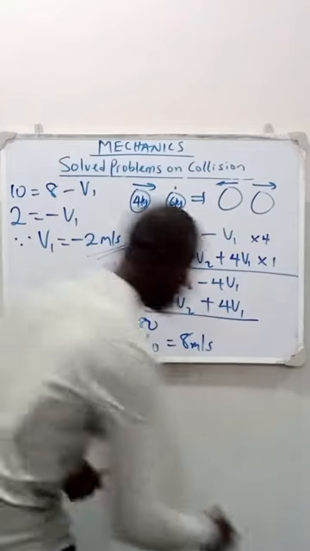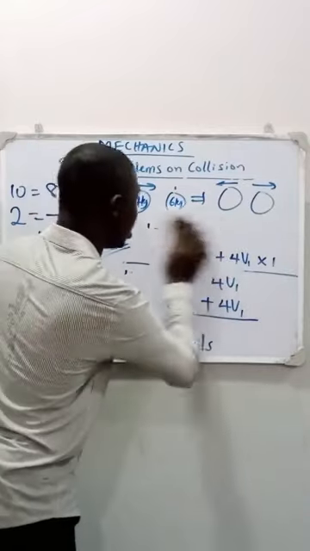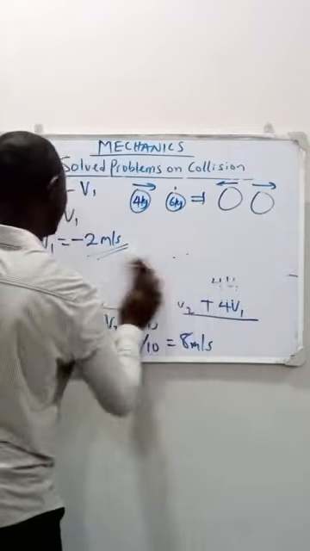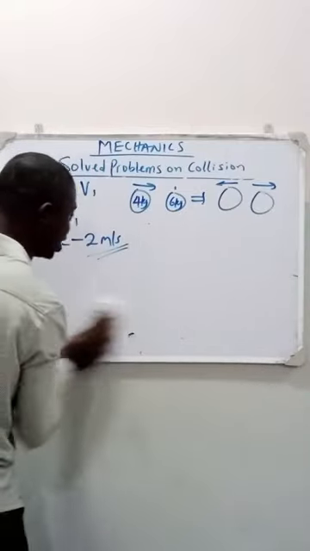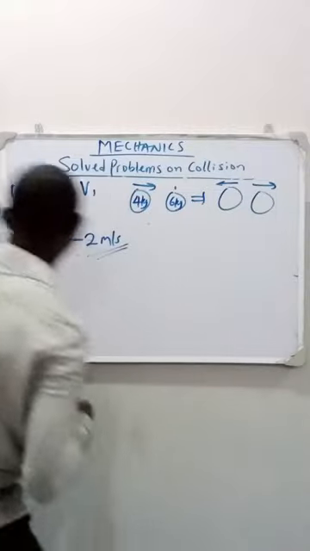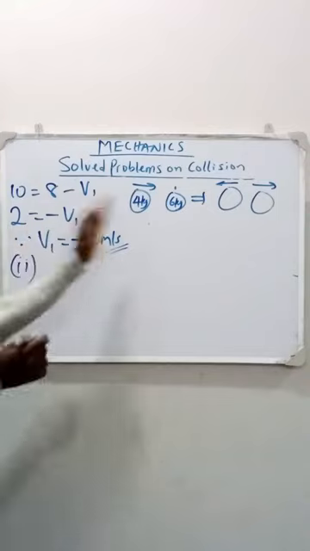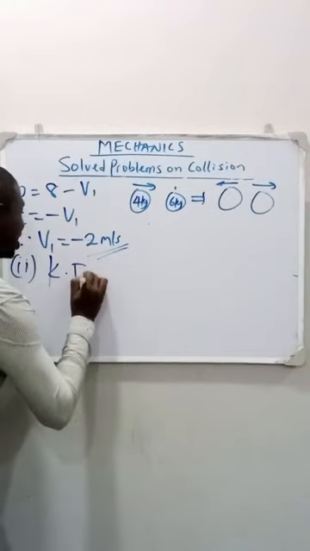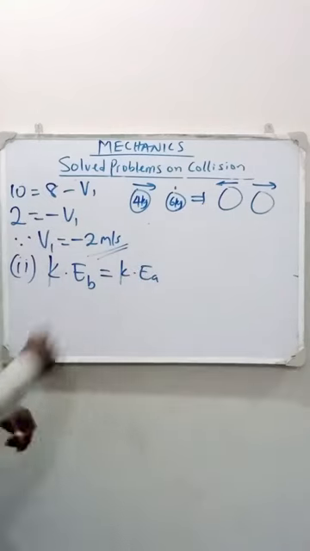What are we trying to say? So let's look at this. I've gotten my final speed, so it means the loss in kinetic energy. So for the second question, I want to find the loss in kinetic energy. Under elastic collision, we see that the kinetic energy before collision is the same thing as kinetic energy after collision.